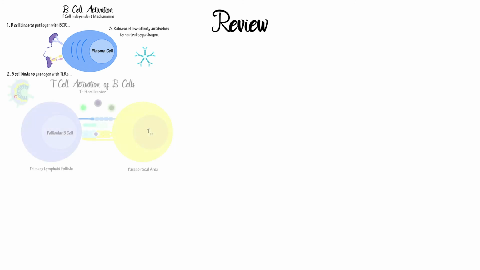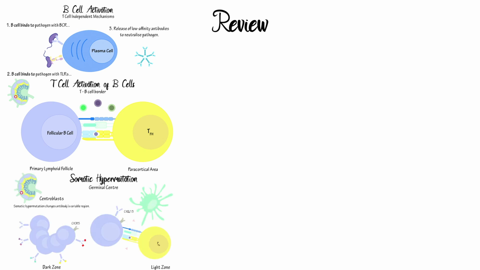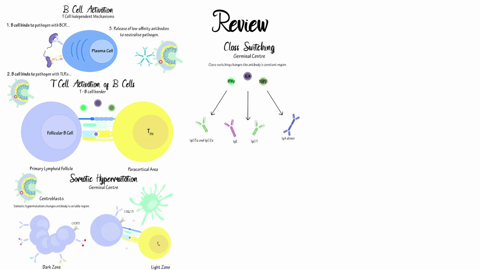B cells can also be activated by T cells in the lymph node, where the B cell then moves back to the B cell zone and replicates to form a germinal center, undergoing somatic hypermutation and class switching to create extremely high affinity antibodies. Only the B cells that create these high affinity antibodies become memory cells or antibody secreting plasma cells. Each class of antibody has a different function.